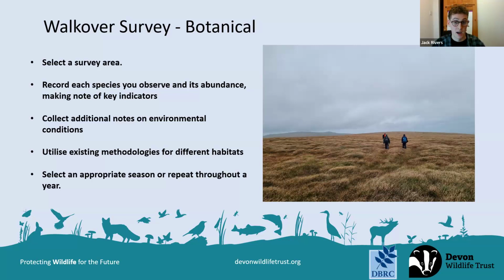Now, another common thing used across botanical surveys is positive and negative indicator species, and these are essentially organisms which are indicative of healthy or damaged ecosystems.